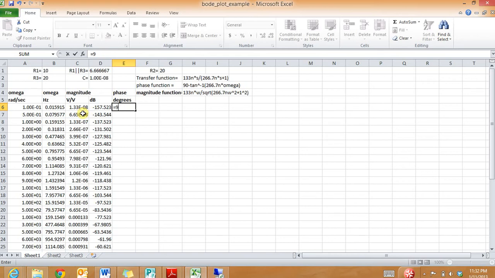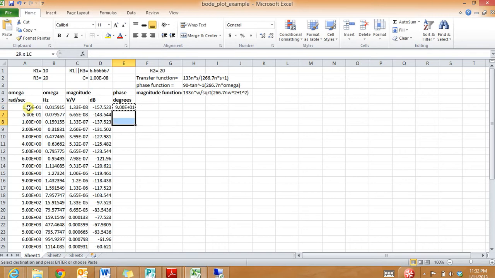And now I have these values, I can use a scatter plot to plot them. So I'm going to highlight, I'm going to do this first in radians per second to compare to MATLAB. So I highlight this, use the control to highlight the dB column, and then I'm going to use a scatter plot, and I can do a continuous scatter plot. And then I'm going to change this axis.